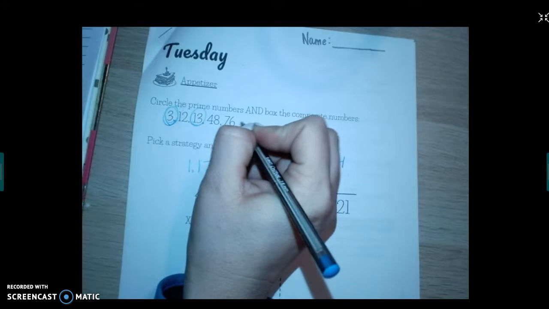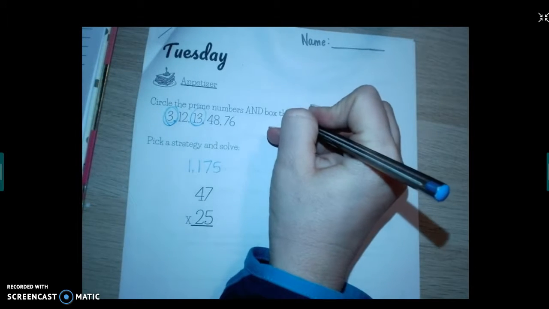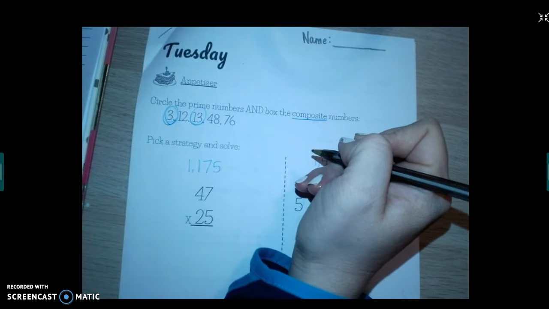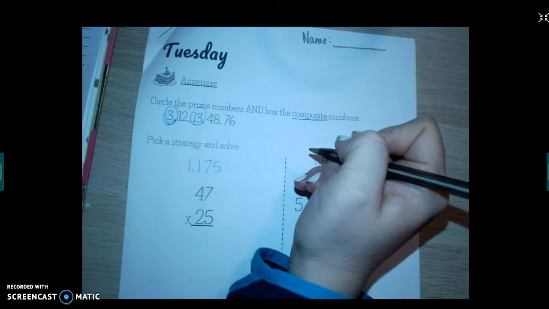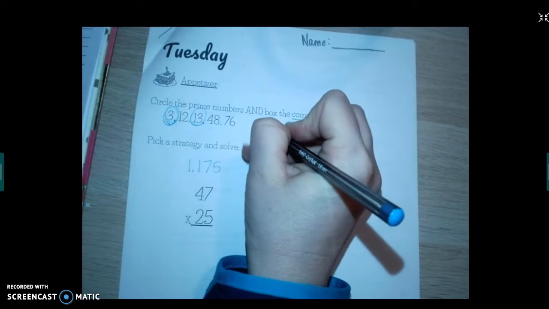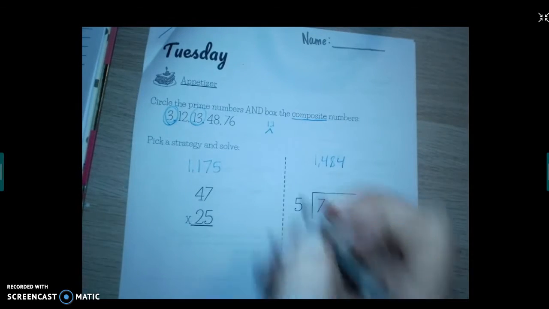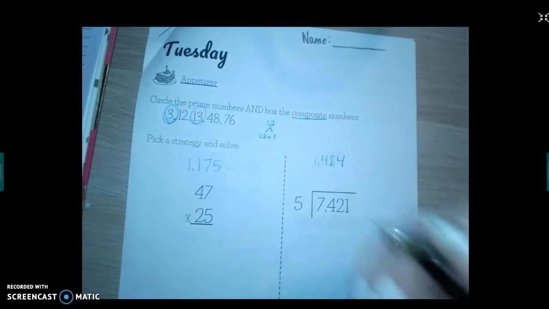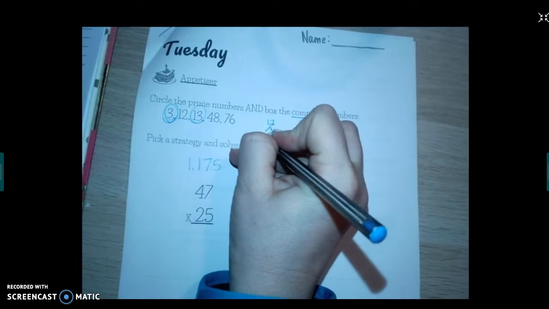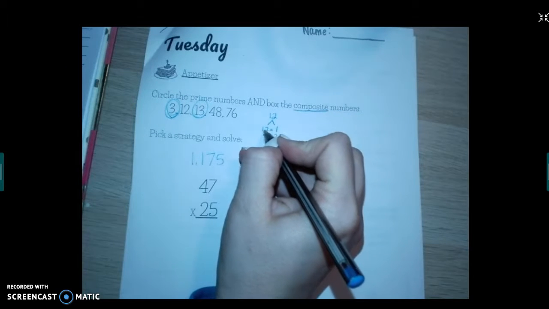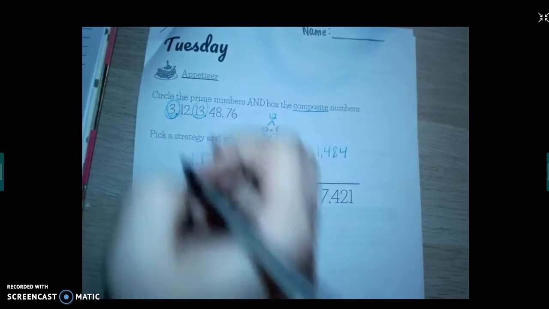why these are composite. Okay, composite numbers are numbers that have more than one factor pair. So when we look at 12, let's go ahead and just look at 12. What two numbers multiplied together equal 12? Well, I know 12 and 1, and I also know 4 and 3. So composite numbers have more than one factor pair. This is a pair and this is a pair, so this has two factor pairs.